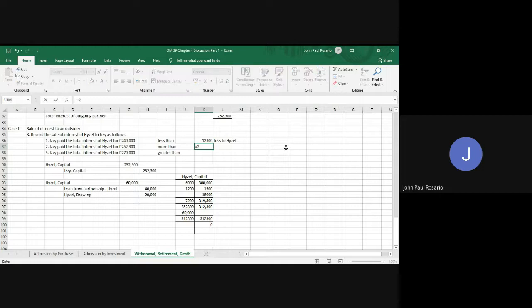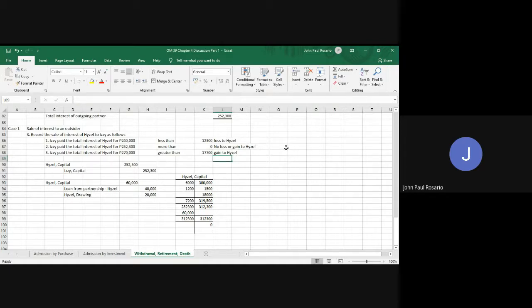Tapos ang isa is 252,300 less 252,300. So meaning no loss or gain to Hazel. Tapos, this one is 270 iyang dawatan. Nausa na to sa cost sa iyang gibaligya. Okay, so meaning this is a 17,700 gain to Hazel, but never to the partnership. So meaning, hindi siya ma-appear kang partnership.